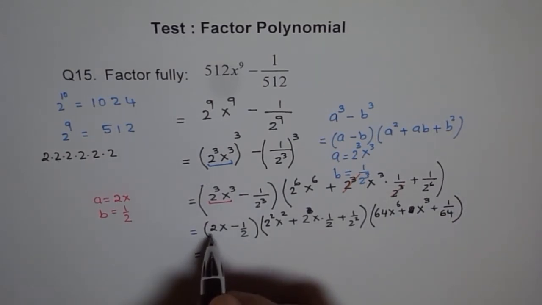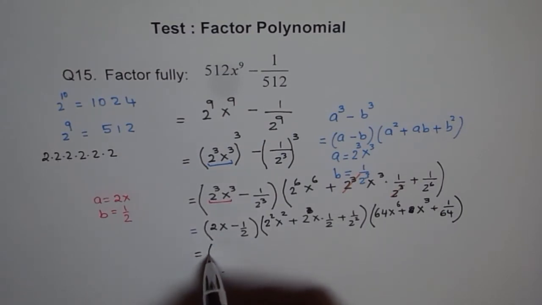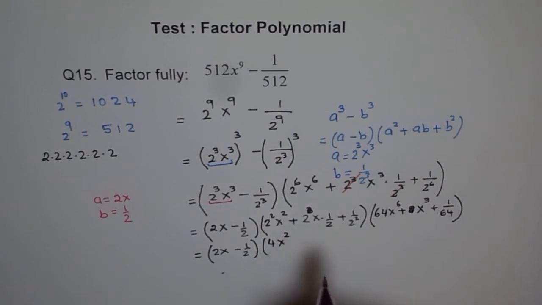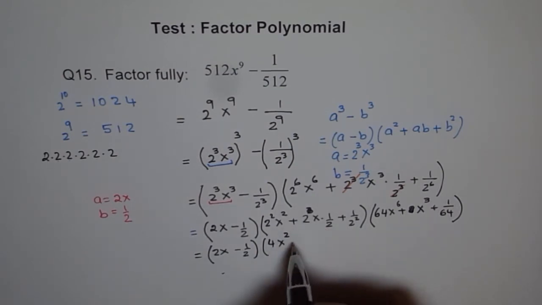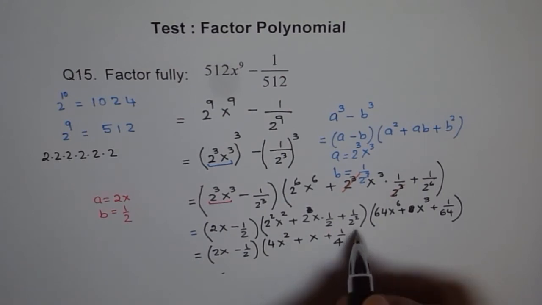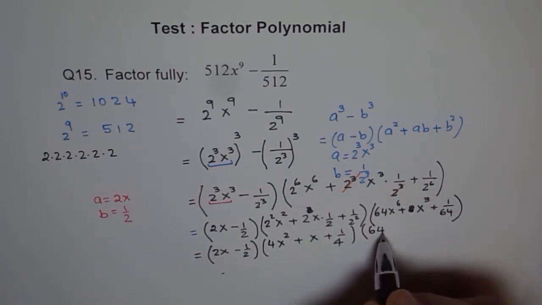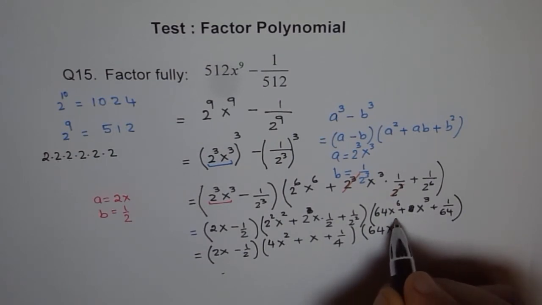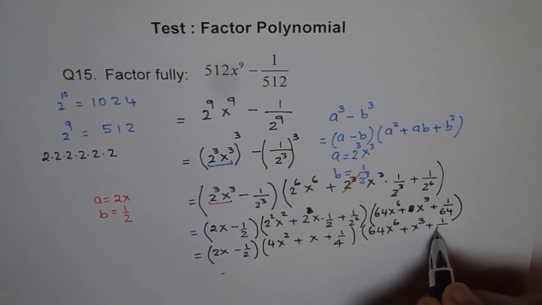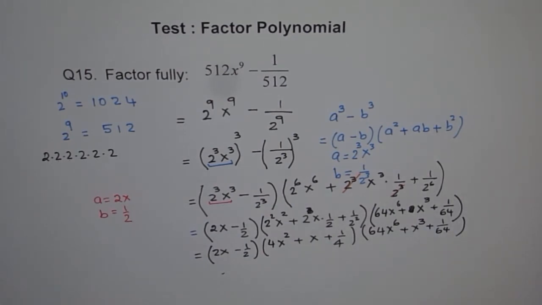Now I can expand this also. So I will write this as 2x minus half, and here 2 square is 4, 4x square, and here 2 and 2 will cancel, right? So I'm left with x here, plus 1 over 4 times 64 x to the power of 6 plus x cube plus 1 over 64. So that is my final answer for the given problem, correct?